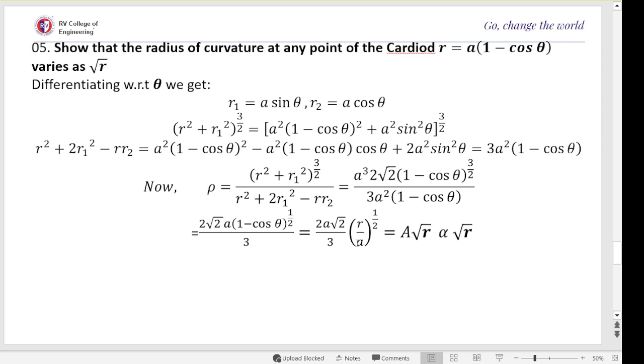So here a power half and a will cancel. Here (1 minus cos theta) power half is there, so you can substitute (r by a) power half. So a power half and a will cancel, and this becomes a constant into root r. So it is of the form constant into root r. That means rho is proportional to root r, that is, rho varies as root r. So the radius of curvature varies as root r for your cardioid r equal to a into (1 minus cos theta).